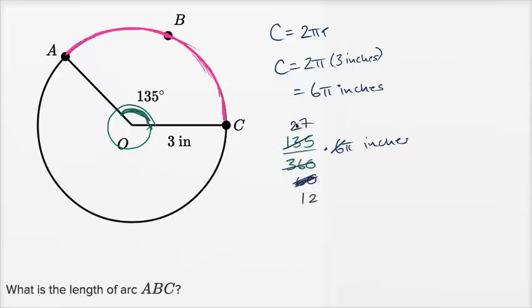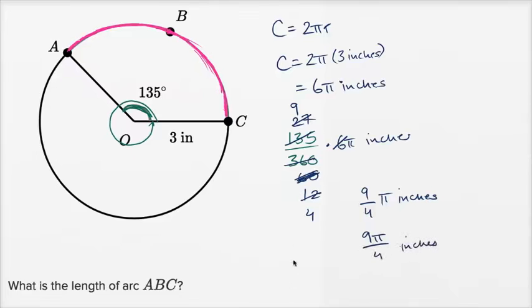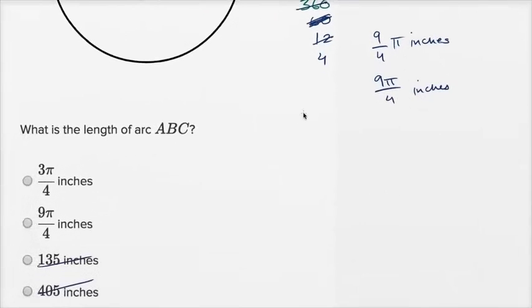And then we can divide the numerator and denominator by 3. 27 divided by 3 is 9, and 12 divided by 3 is 4. So we're left with 9/4 times pi inches, or we could multiply the numerator times the pi. We could say 9 pi over 4 inches. And when you look at the choices, that is this one right over there.